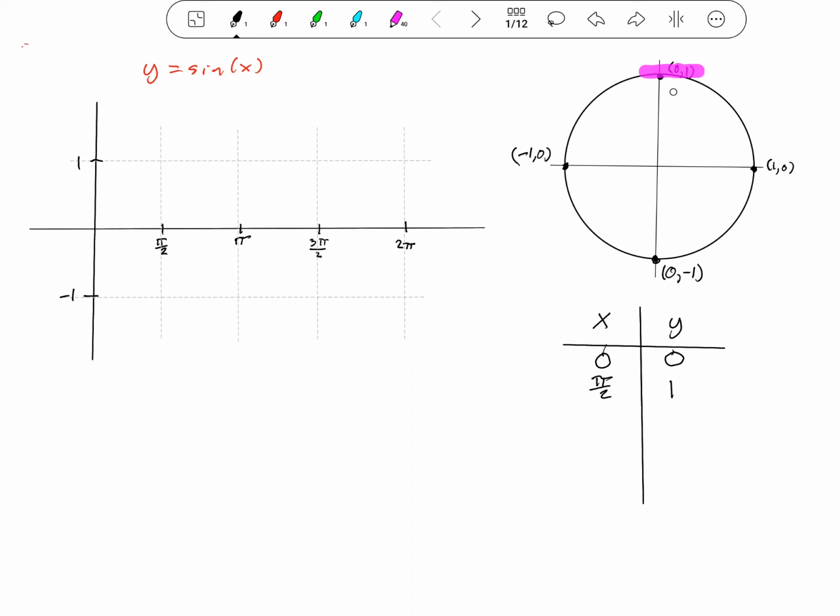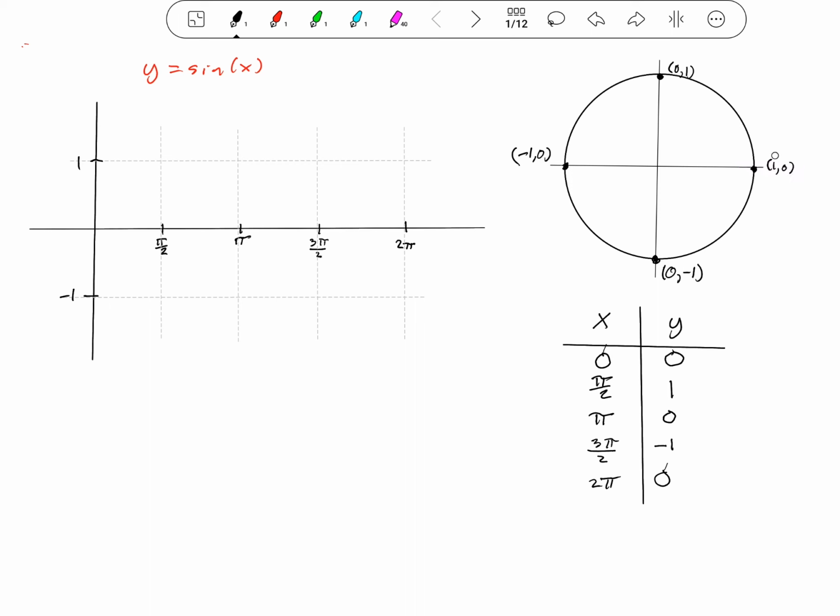The next is going to be looking at x equal to pi. And if we look at x equal pi, that's happening over here, and that's happening when y is equal to 0. And then we're going to look at 3 pi over 2. When you're looking at 3 pi over 2, that's happening down here, so the y value is -1. And then the next one that we would care about is 2 pi, which is over here. So our y value is going to be 0.